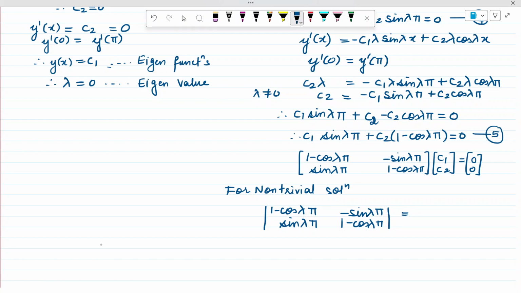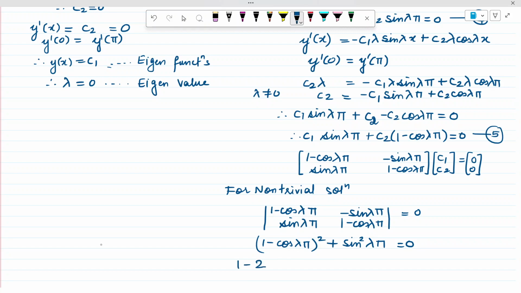Equal to 0. If it is not equal to 0, we will have only one solution, the unique solution, which will be the 0 solution. So this should be equal to 0. Let's cross multiply. I'll have 1 minus cos lambda pi the whole square plus sine square lambda pi. This is equal to 0.